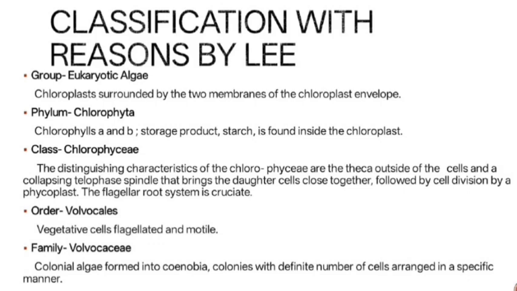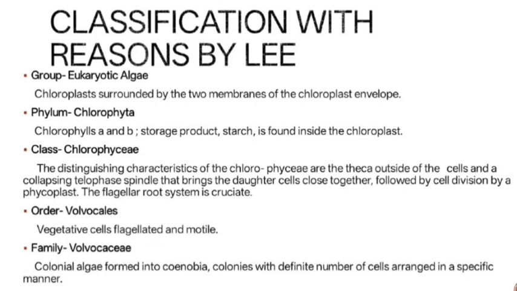The phylum is Chlorophyta, as it contains chlorophylls a and b and the storage product starch that is found inside the chloroplast. Class is Chlorophyceae. The distinguishing characteristics of the Chlorophyceae are the theca outside of the cell and the collapsing telophase spindle that brings the daughter cells close together, followed by cell division by a phycoplast. The flagellar root system is cruciate.